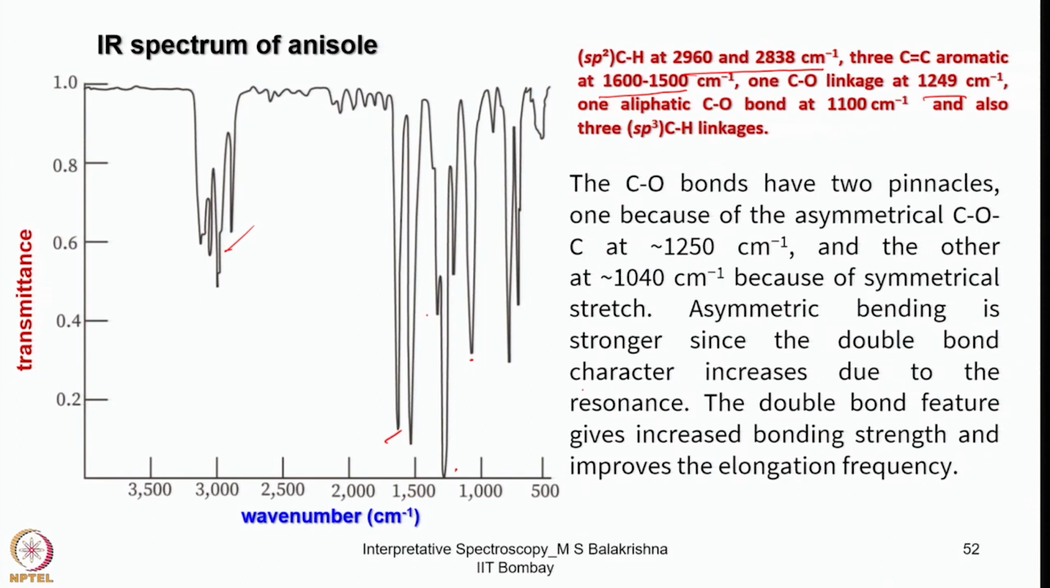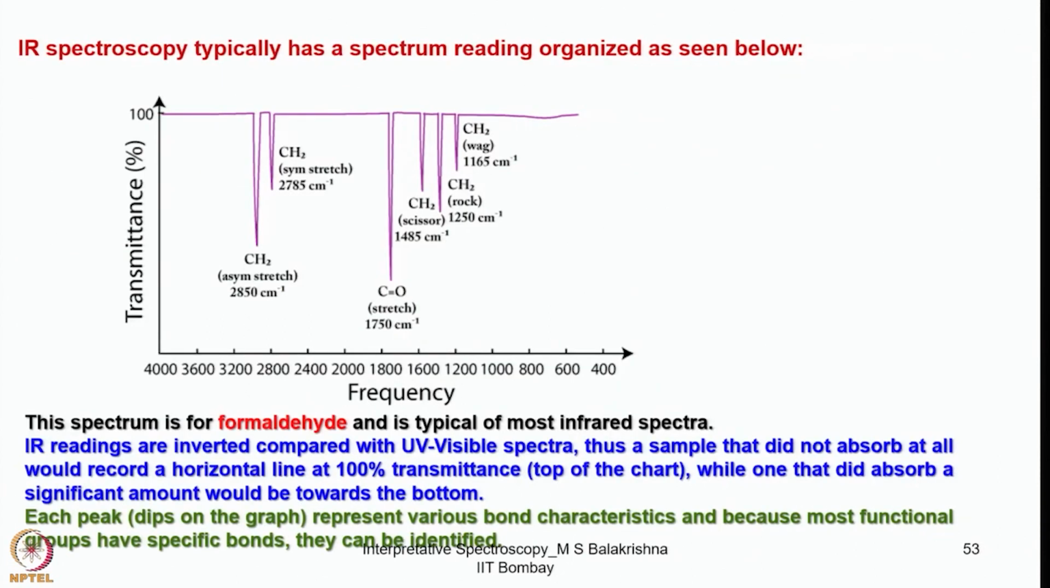So this is the spectrum of anisole. Whatever bands we identified from prior knowledge could be seen here with little or no difference. So now IR spectroscopy typically has a spectrum reading organized as shown below. We didn't discuss those things. For example, let's say transmittance versus the frequency in wave numbers. If you just consider this one, this spectrum is for formaldehyde and is typical of most infrared spectra.